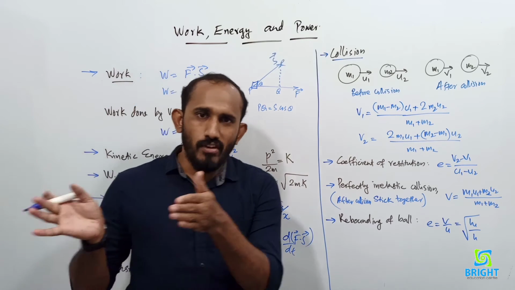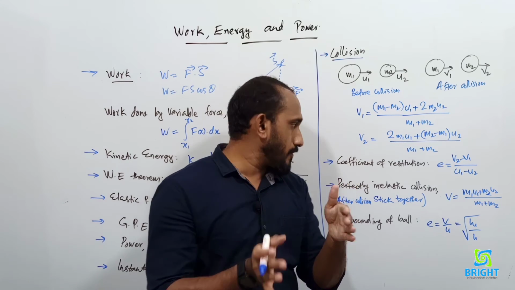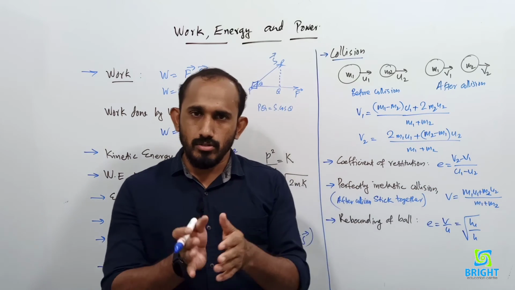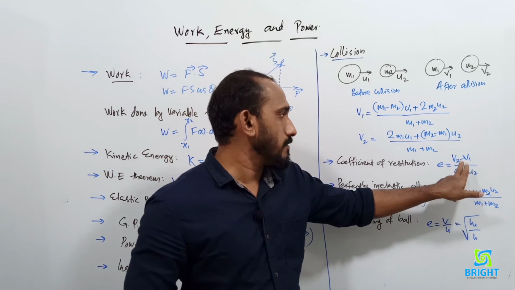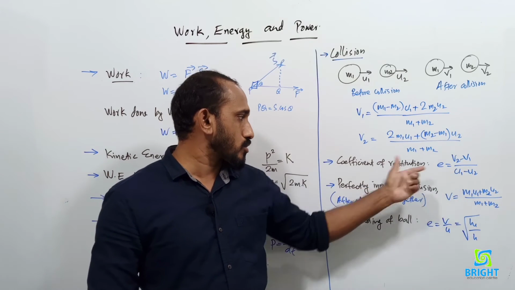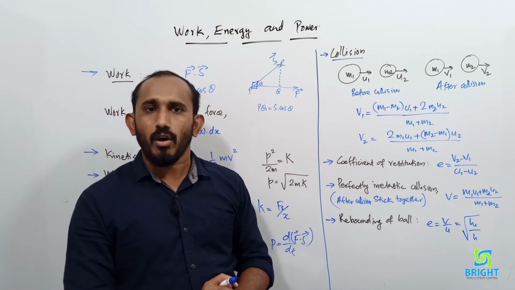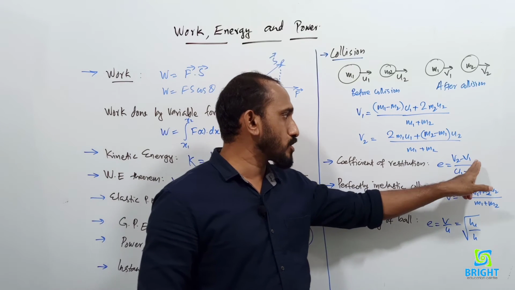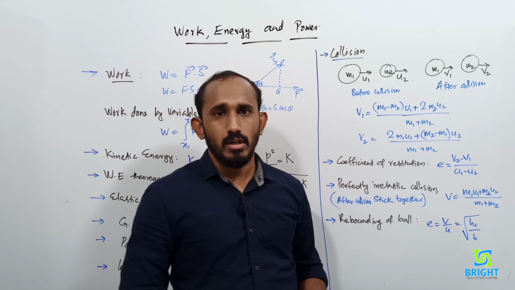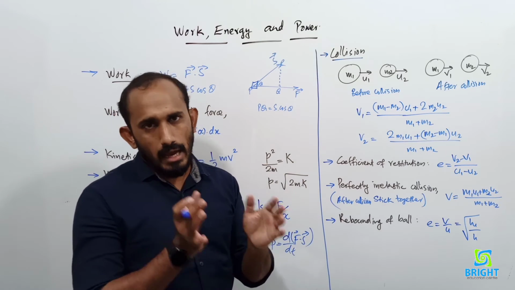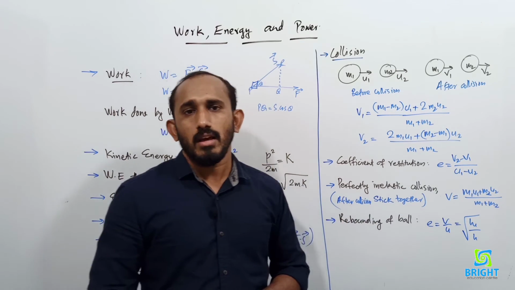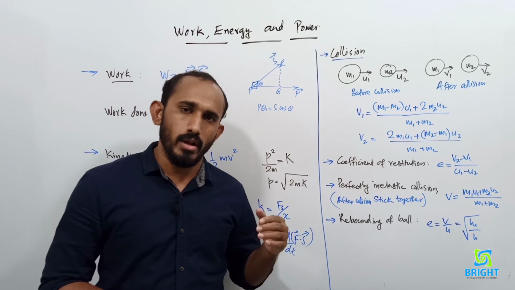So the velocity of approach is u1 minus u2, and the velocity of separation is v2 minus v1. Then their ratio is called coefficient of restitution. Coefficient of restitution e is equal to (v2 minus v1) by (u1 minus u2). By analyzing the value of e, we can say whether the collision will be elastic or inelastic.